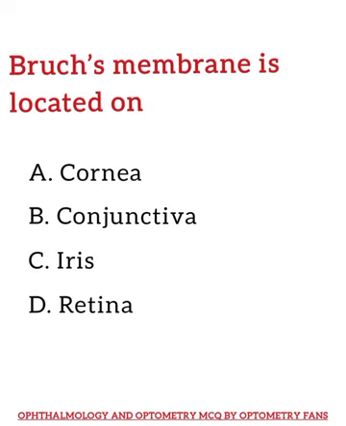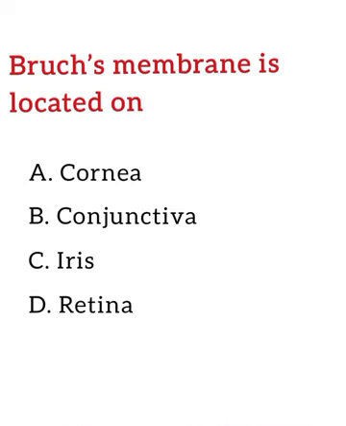Bruch membrane is located in option A, cornea. Option B, conjunctiva. Option C, iris. And option D, retina. The correct answer is option D, retina.